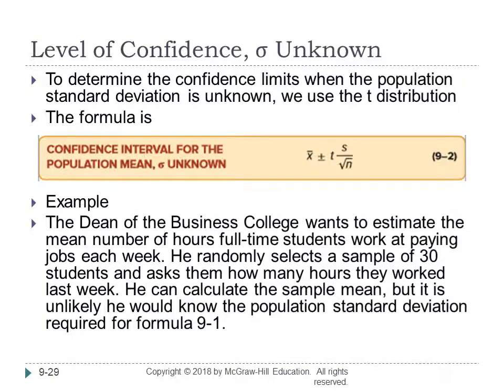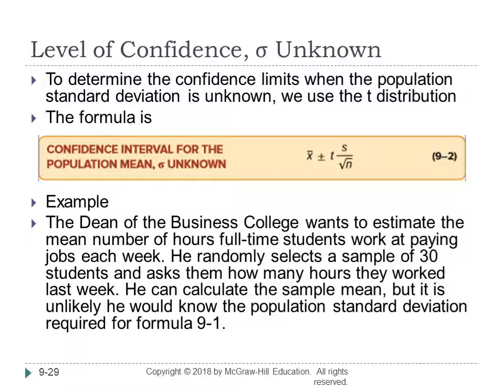Okay. The first case is the formula we used if you know sigma, the standard deviation for the population. The other formula we could use is when sigma is unknown. This is to determine the confidence limits when the population standard deviation is unknown. In this case, we use the t distribution. It's different from the normal distribution, but it is also bell-shaped, and it has its own tables.